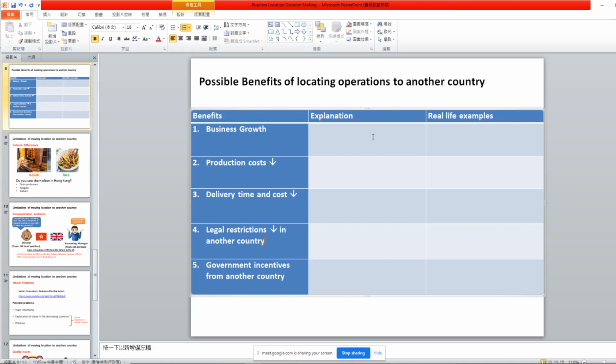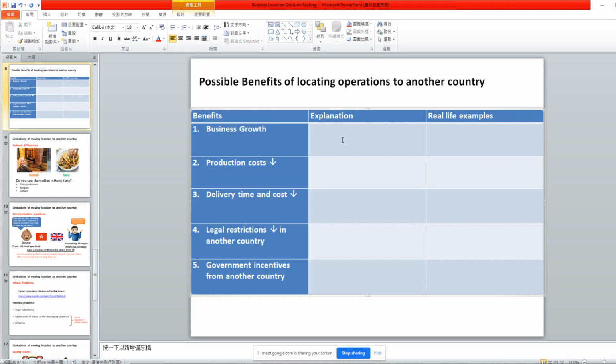So have you finished it? Okay. Let's go through the points together, very quickly. Let's take a look at benefit one. If a business operates in other countries, they can get business growth. So why is that?